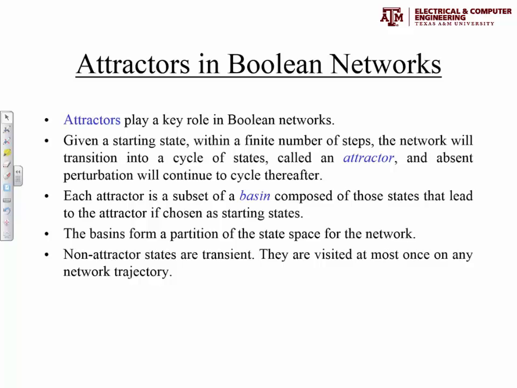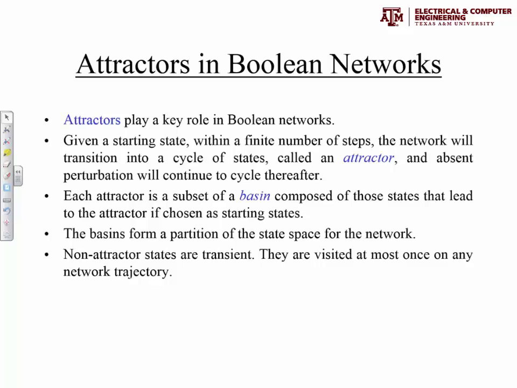So given a starting state within a finite number of steps, the network will transition into a cycle of states that is called an attractor, and absent perturbation, it will continue to cycle thereafter, right? And each attractor is a subset of a basin composed of those states that lead to the attractor if chosen as starting states. Because these attractors are like the final states, resting states.